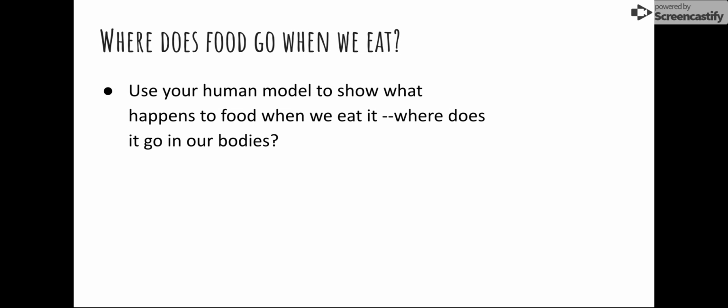Food. Where does food go when we eat? So use your human model to show what happens to food when we eat it. Where does it go in our bodies? Take note, you're going to be using different colors from before so that you can see before and after.